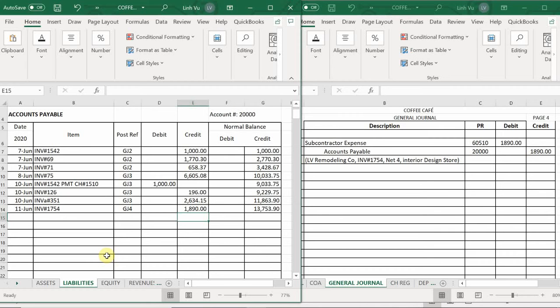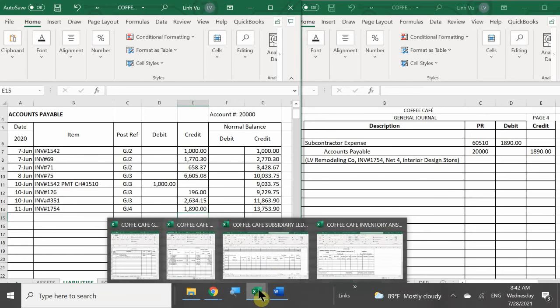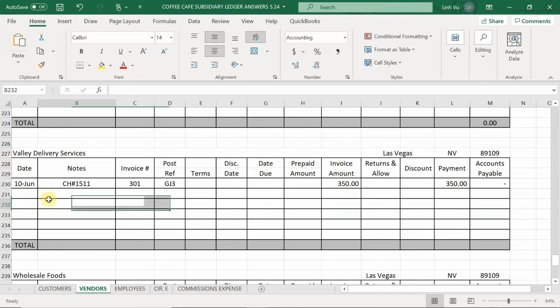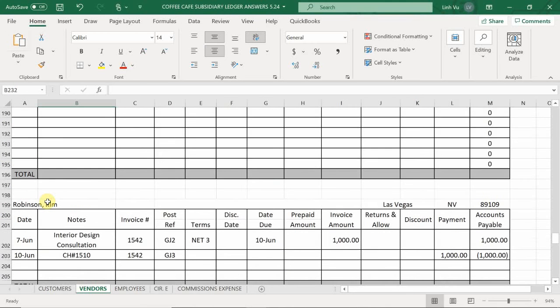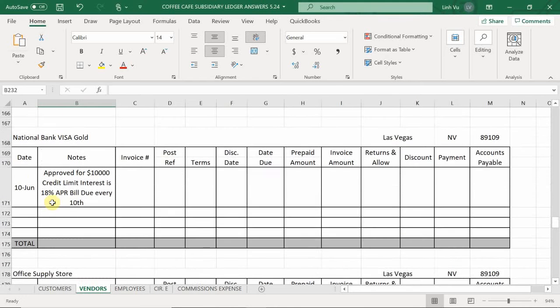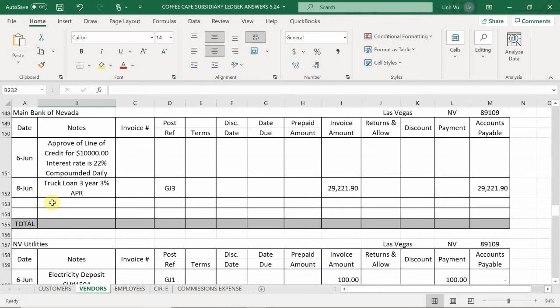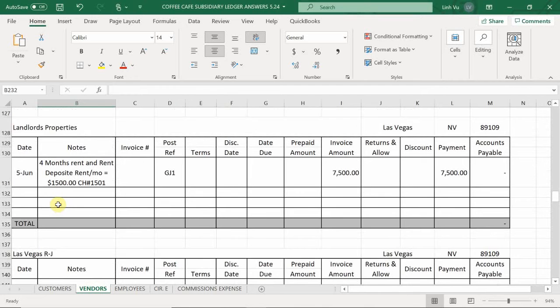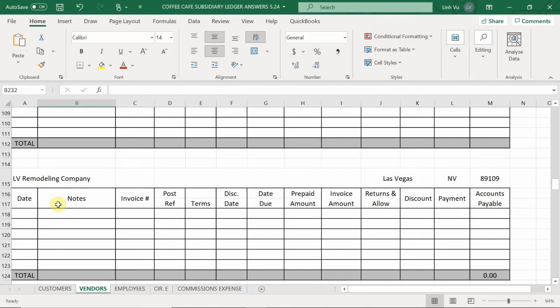Now that we finished our ledger, because we only had 2 accounts to put in there, the next thing we have to do is update our subsidiary ledger because we need to record the bill. Exactly like we've been entering bills in general. This was LV Remodeling. There you go, LV Remodeling.